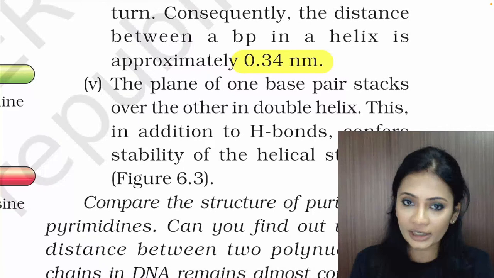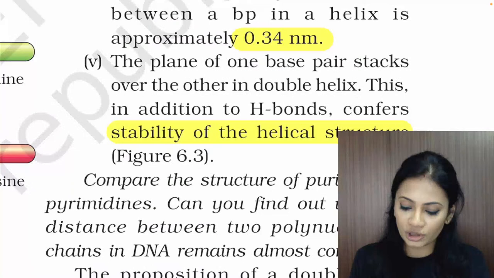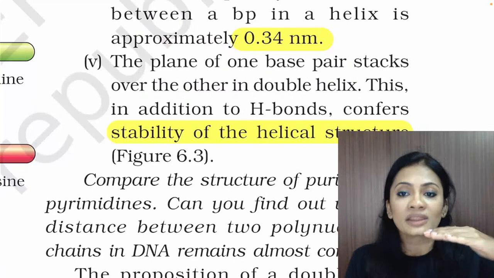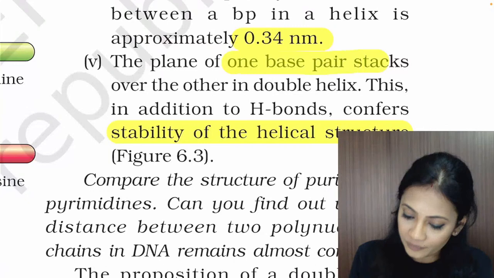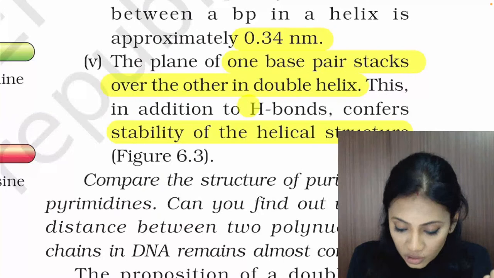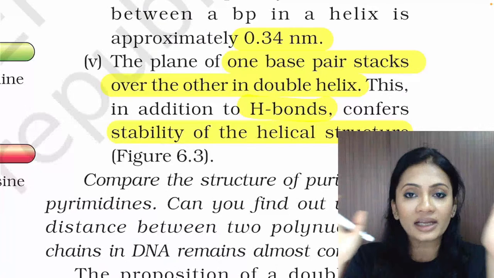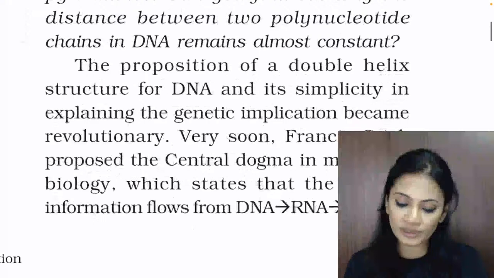Fine? Now, stability of the helical structure. What is giving stability to the helical structure? The base pairs stacking one upon the other are giving stability to that helical structure. One base pair stacks over the other in the double helix, and also hydrogen bonds are there. Both of these allow the helical structure to be stable. Fine. All right.